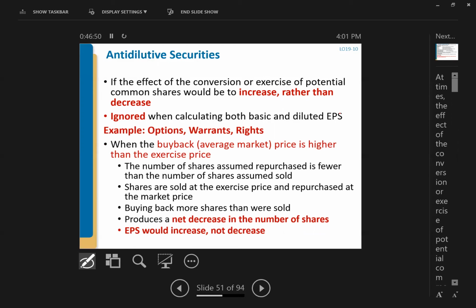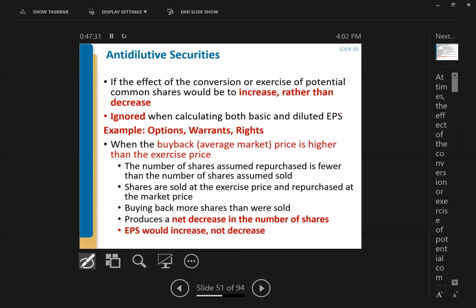Examples are options, warrants, and rights. When the average market price is higher than the exercise price, the number of shares assumed to be repurchased is fewer than the number of shares assumed to be sold. When we're doing the treasury stock method, we're basically saying the average price was less. So if somebody did exercise those things, we have more money. Instead of the 300,000, we'd have a number that would have been higher than the average market price, and therefore they would not be diluted.